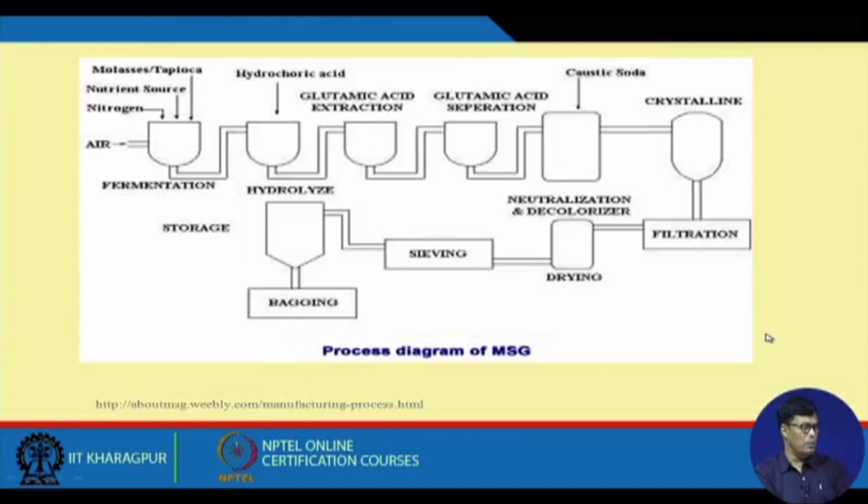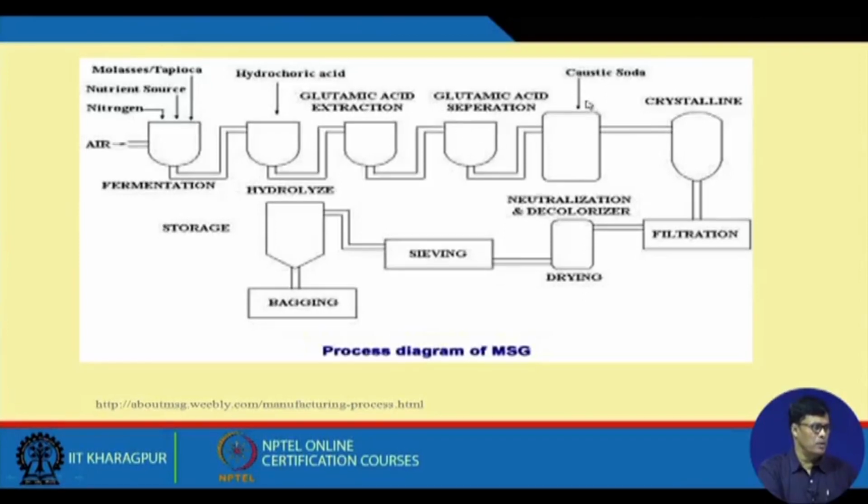Now if you look at the process flow diagram, how it produces, in practice we have molasses, we have tapioca, or then we have nutrient sources, we have nitrogen, we have air, then we take it to the glutamic acid. This is carried out in a fermenter. This is the aerobic fermentation process. Then we add hydrochloric acid, and this is the glutamic acid extractor, then the glutamic acid separator.